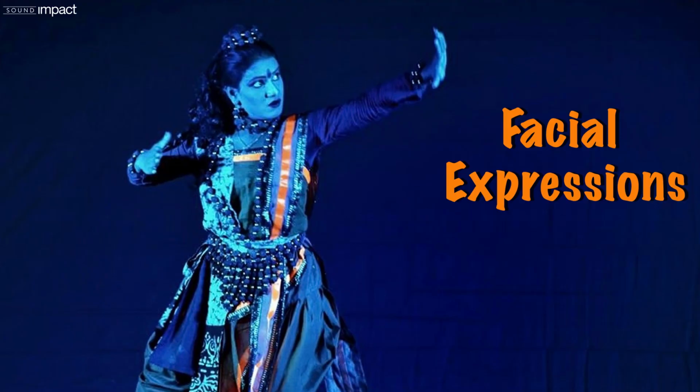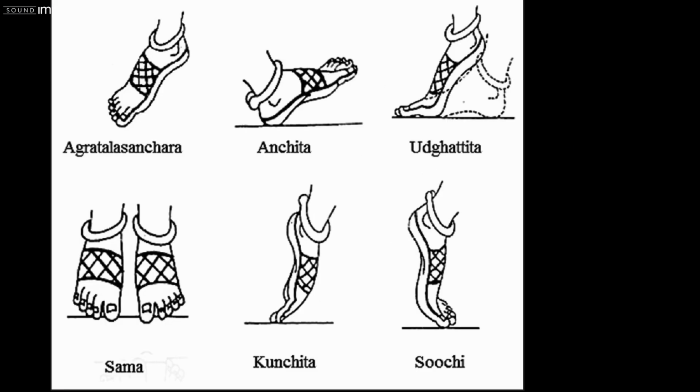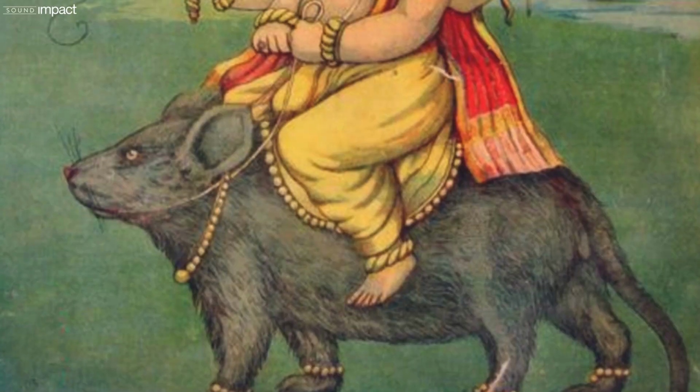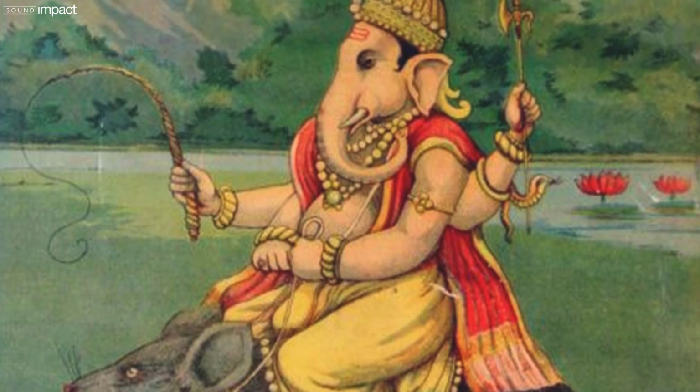There are 3 elements to this dance: facial expressions, hand gestures, and footwork. These 3 elements combine to tell stories of mythological characters and to highlight lessons of good versus evil.